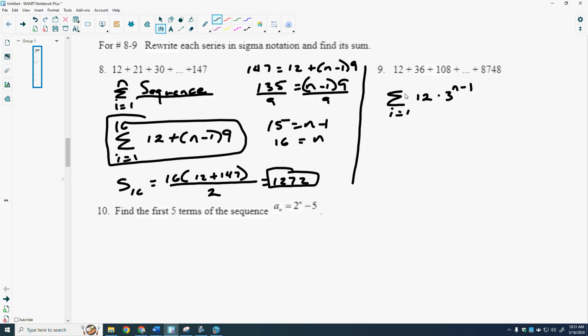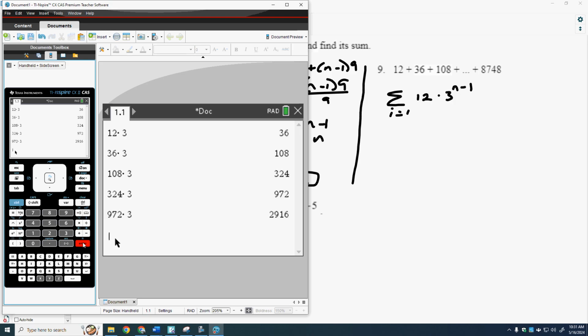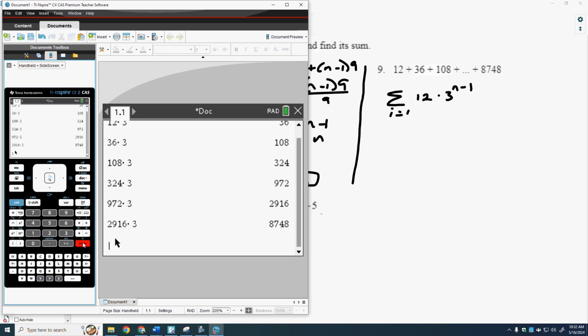In class, we talked about how to find n using logarithms. We're just going to go old school, basic, and we're just going to count. So I got 12 times 3 times 3 times 3 and so on, and we're just going to count the numbers. So 12 times 3 is 36, and here's the recursive definition part. I'm going to times it by 3. And now all I have to do is just keep hitting enter because it has a definition. So there's my 12 is my first term, 36 is my second term, 108 is my third term, fourth, fifth, sixth, seventh term. So 8748 is the seventh term in my sequence.